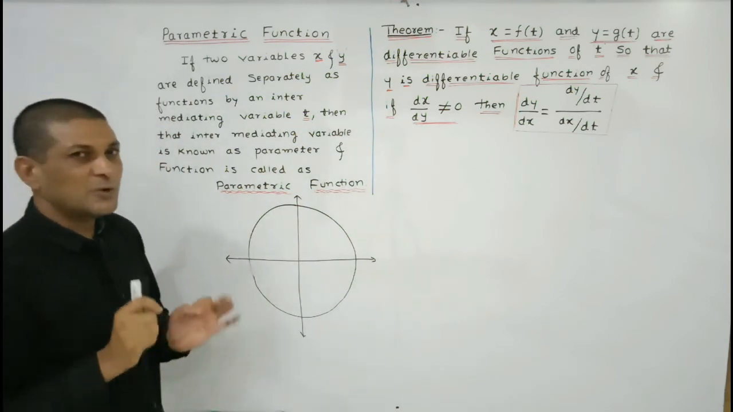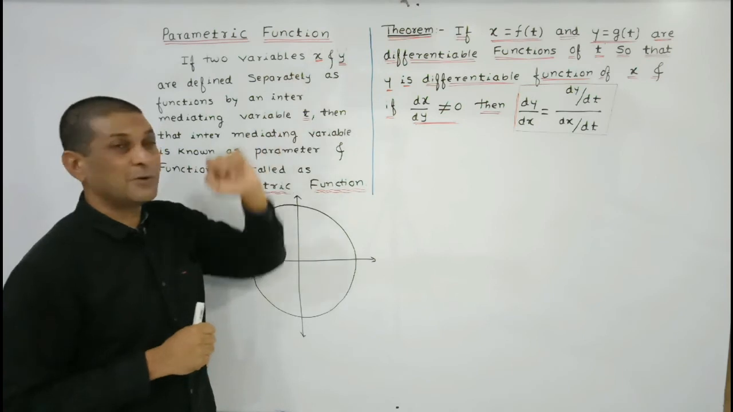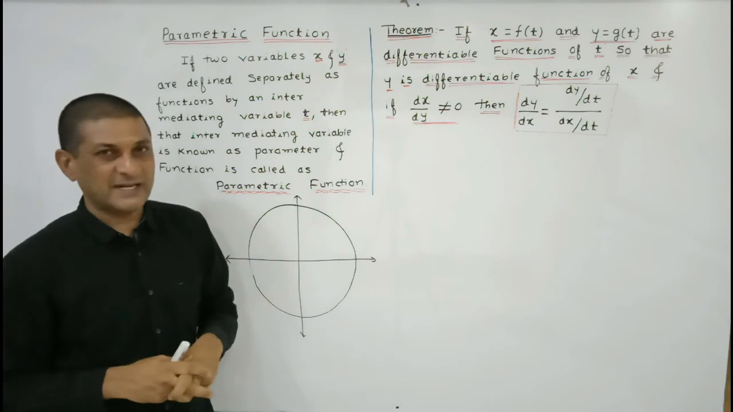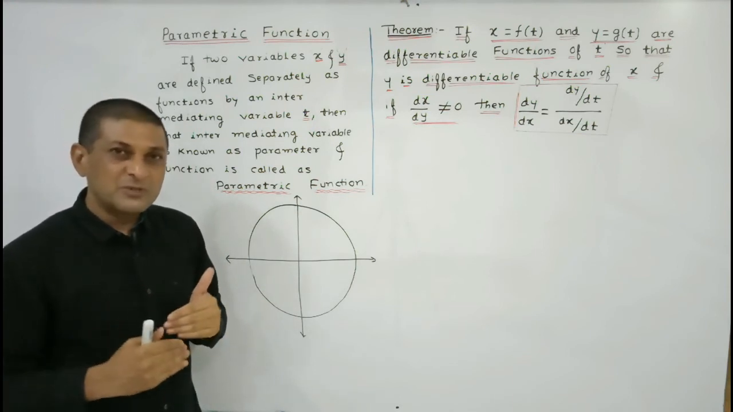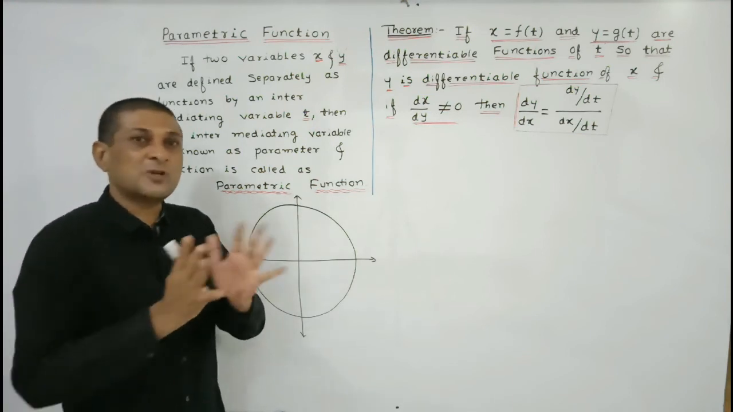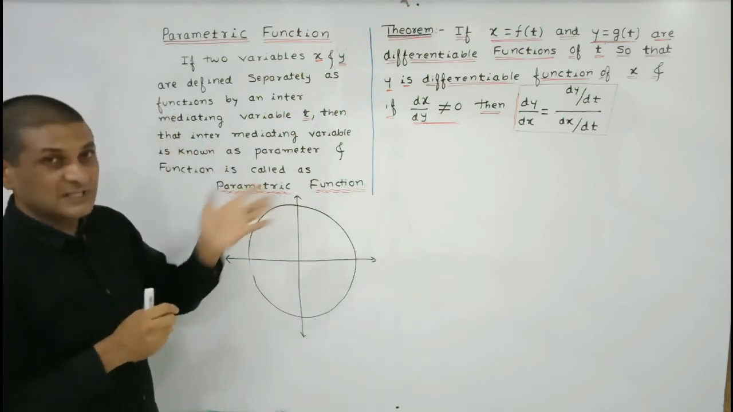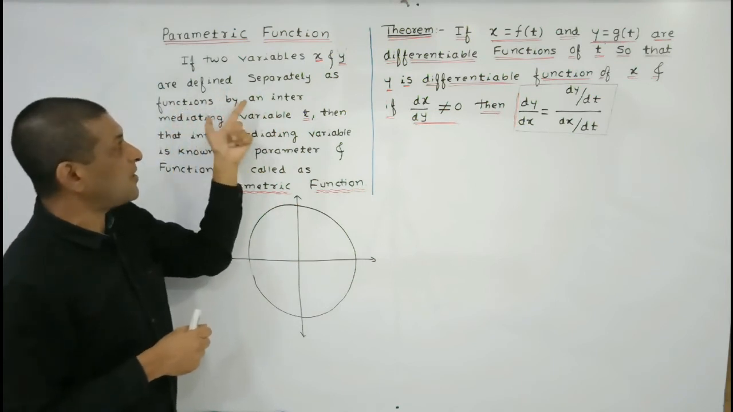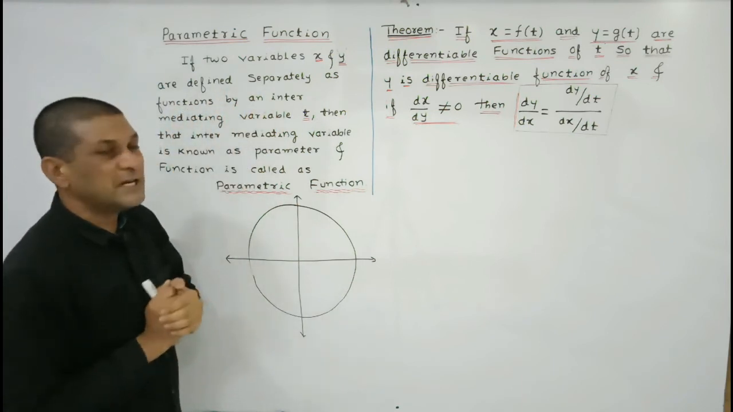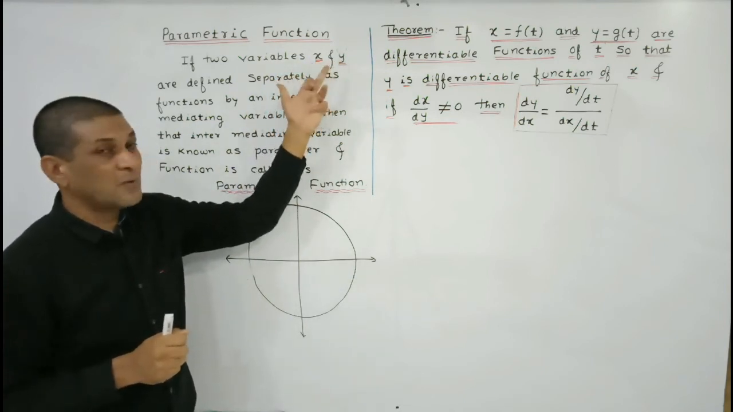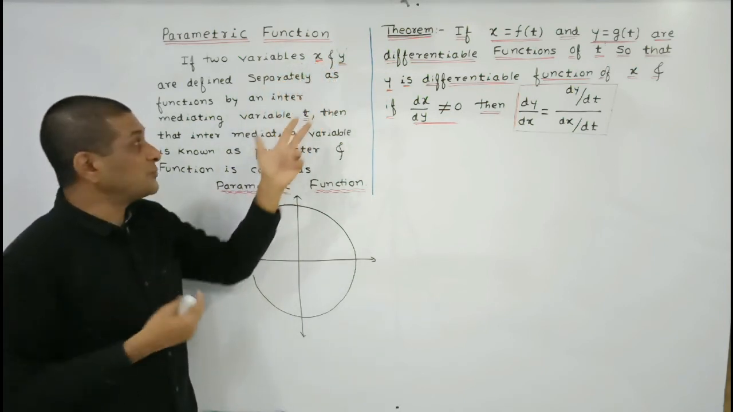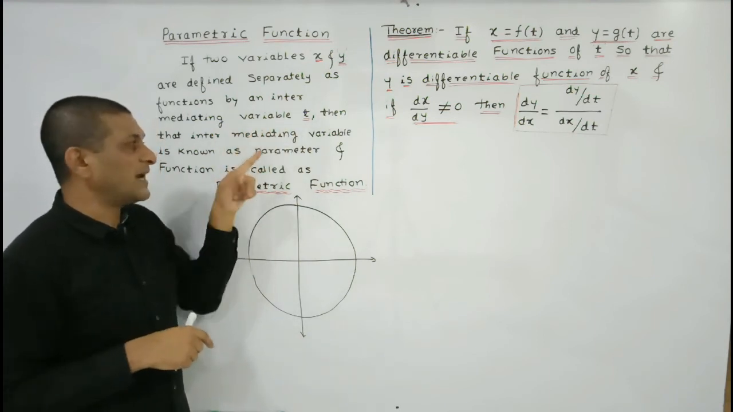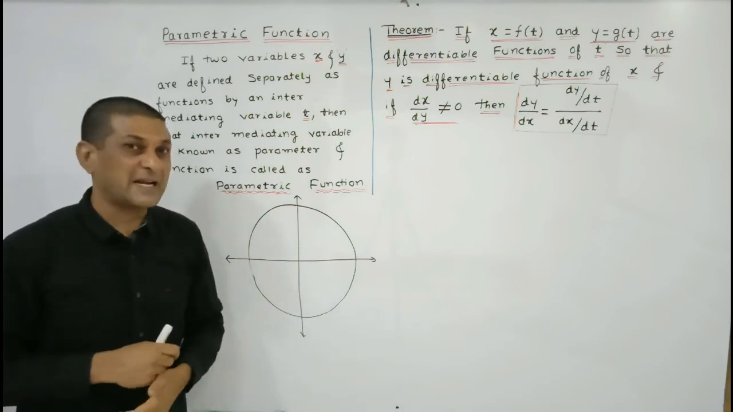So now our original variables are what? X and y are our original variables, where x is called the independent variable and y is called what? Dependent variable. So if the values of these variables are expressed in terms of another variable, first see the definition. If two variables x and y are defined separately as the function of an intermediating variable t, means our original variables are what? X and y, and their values are expressed in terms of another variable t. At that time, this new variable t is called the parameter and the function is called the parametric function.